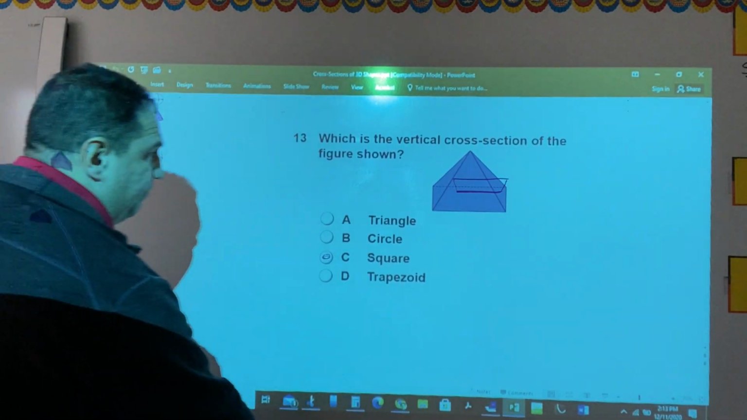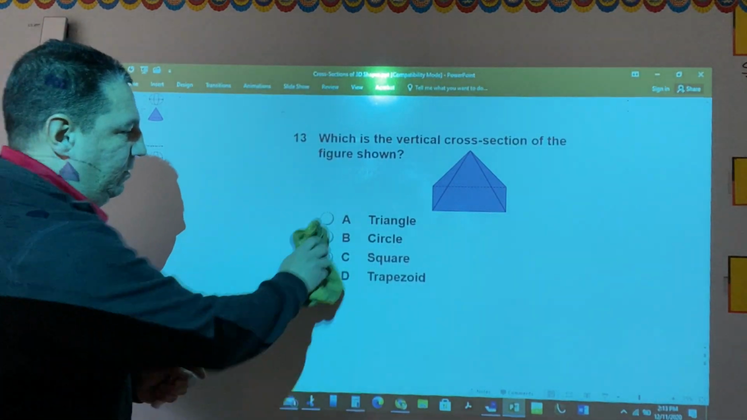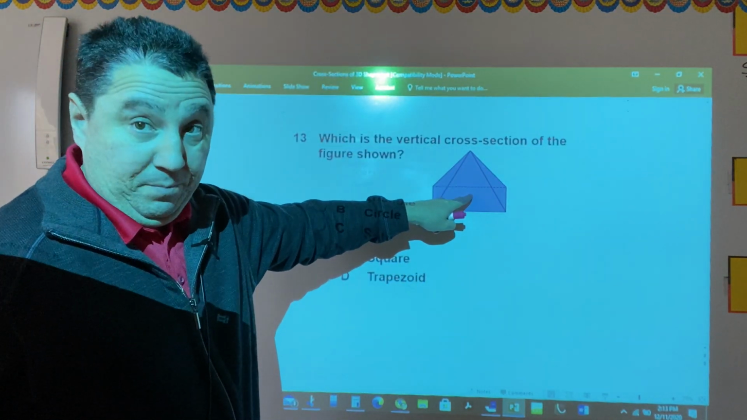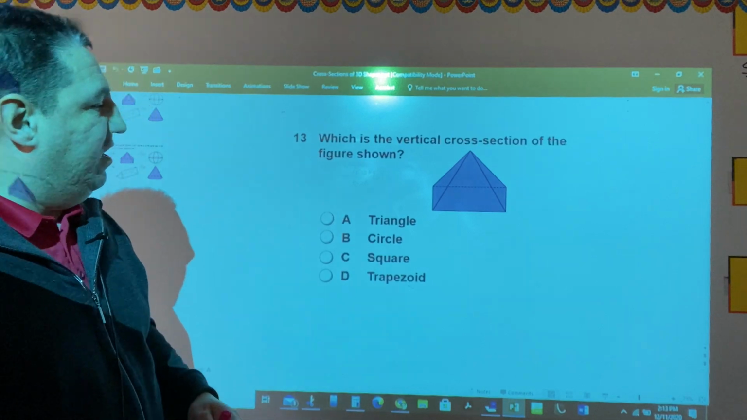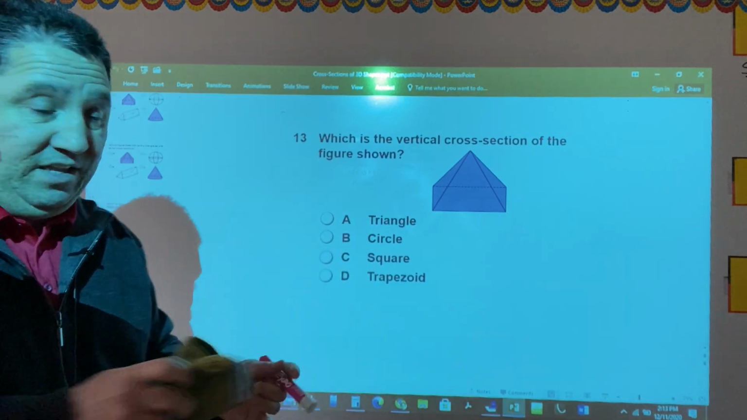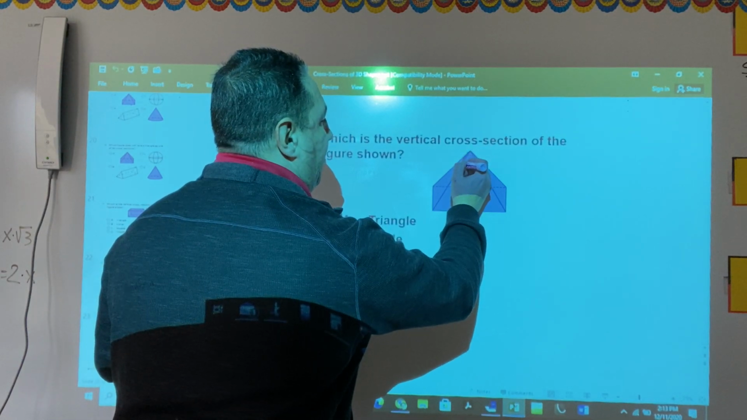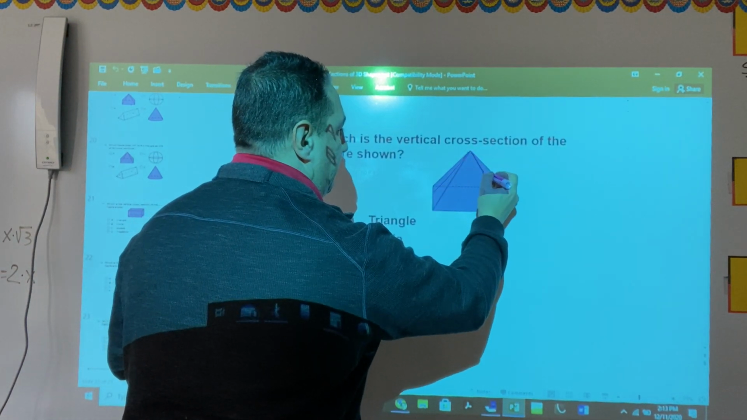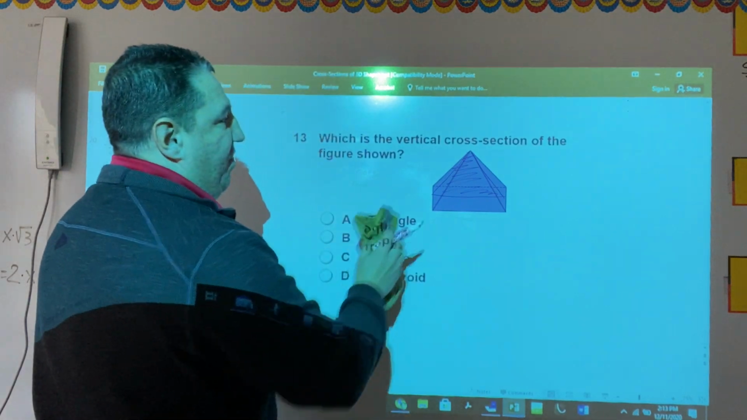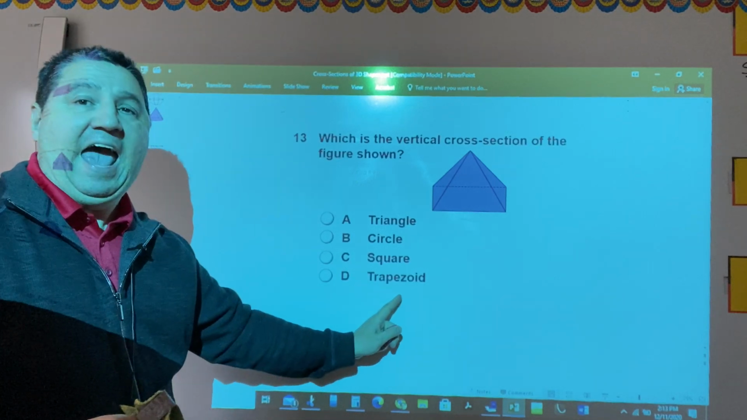Another example, and probably the last one. Which is the vertical cross section of the figure shown? Again, when we cut vertically, or perpendicular to the base, the resulting shape is a triangle if the cut is made through the vertex or apex. But this problem also could have this one as the answer.